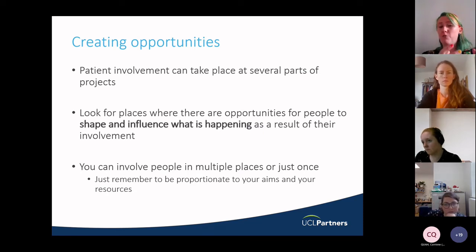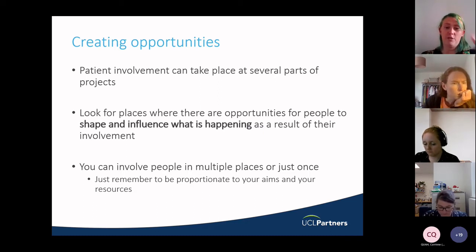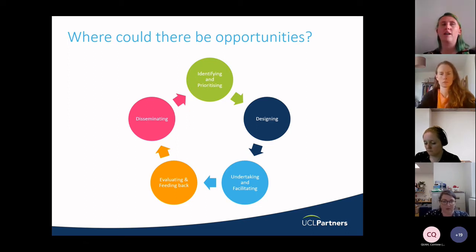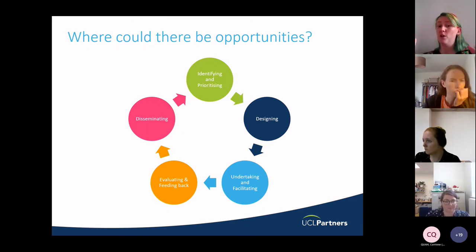Patient involvement: you should just look at where there is opportunity for patients to actively shape and influence what is happening as a result of their involvement. So if you go back to the previous slide, say you are working in a very particular set curricula, and there is nothing that a patient can do to influence that, then don't involve a patient at that step, because it's pointless. You're going to have a conversation, and it's going to mean nothing. Involve the patient in a step where they can actually have an influence.